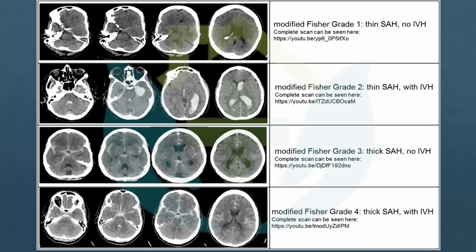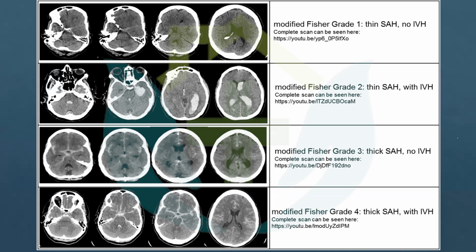It has four grades. The first one is thin SAH, that is less than 1 mm thickness, and those patients won't have any intraventricular hemorrhage. Grade 2 is again thin SAH, but with the presence of intraventricular hemorrhage. Grade 3 is thick SAH, that is more than 1 mm thickness of the bleed, but without intraventricular hemorrhage. And grade 4 is thick SAH with intraventricular hemorrhage.